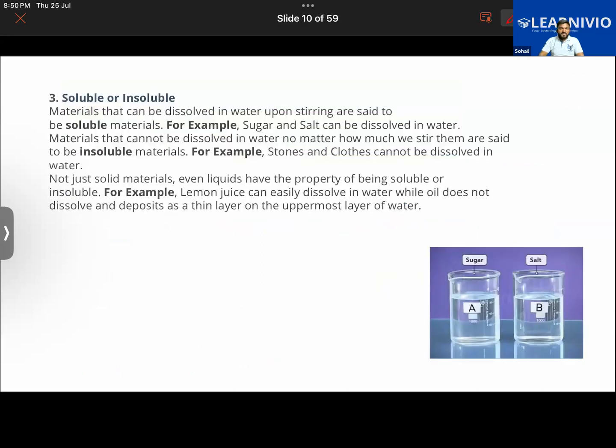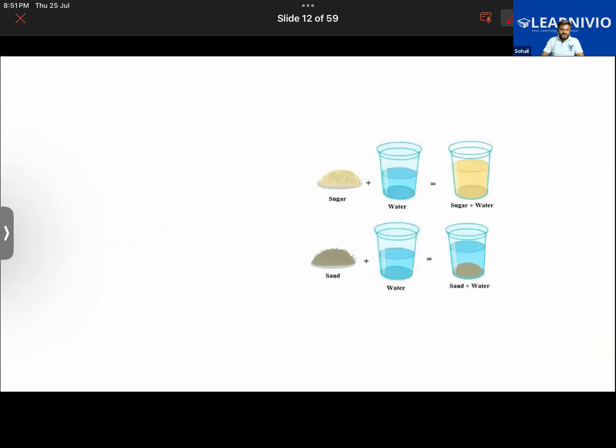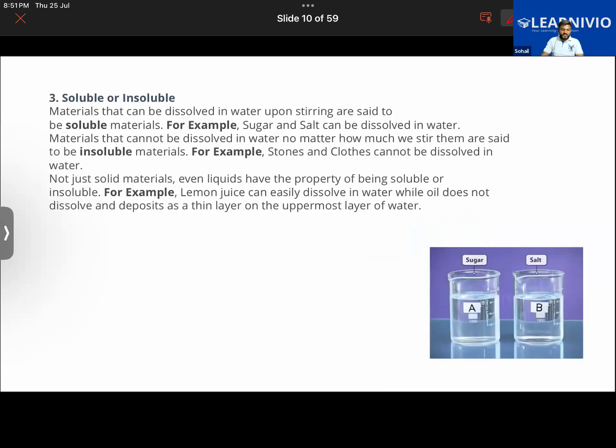After this we have objects classified on the basis of whether they are soluble or insoluble. Materials that can be dissolved in water upon stirring are said to be soluble. For example, sugar and salt, both of them are soluble in water, right? They can be dissolved in water. But there are some materials that will settle at the bottom, like sand, mud, soil. All those are insoluble.